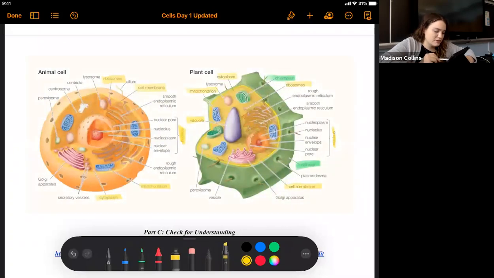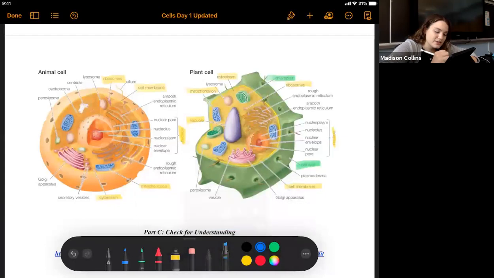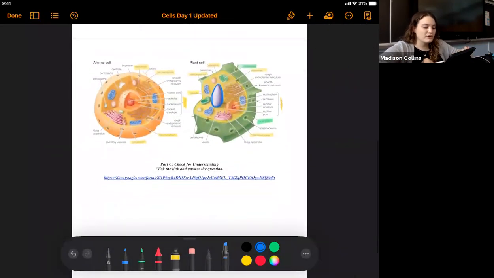Now, I don't think vacuole is on our animal cell drawing, but there are vacuoles in animal cells. But vacuoles in plant cells do look a little bit different. Namely, it's huge, right? This vacuole is massive, and we're going to talk about why it's so big in the upcoming days. That's a little question for you. Why is the vacuole in plant cells bigger than in animals? We'll find out.